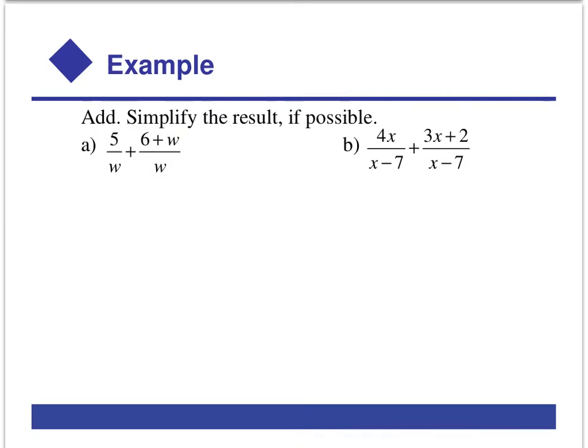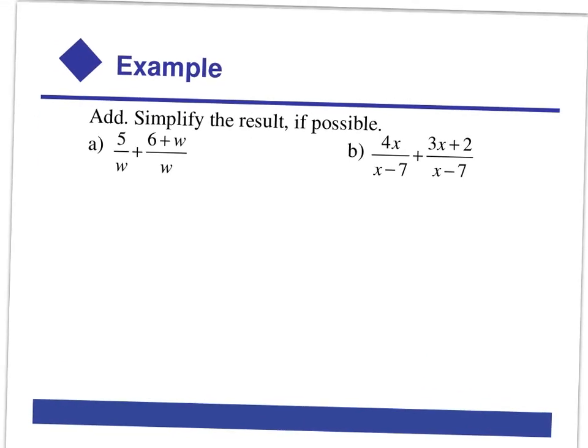So for example, you have 5 over w plus 6 over w. Well, the denominators are the same, so we really rewrite this simply as 5 plus 6 plus w over w. That simplifies to 11 plus w over w. Okay, we combine like terms, don't forget that.